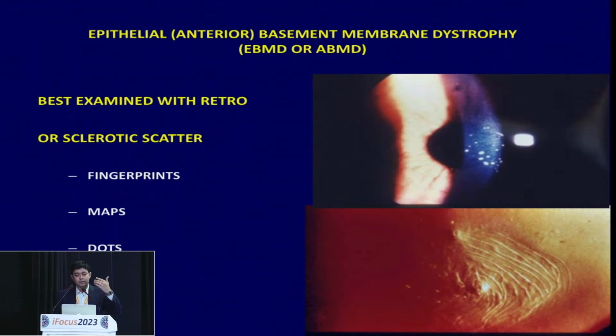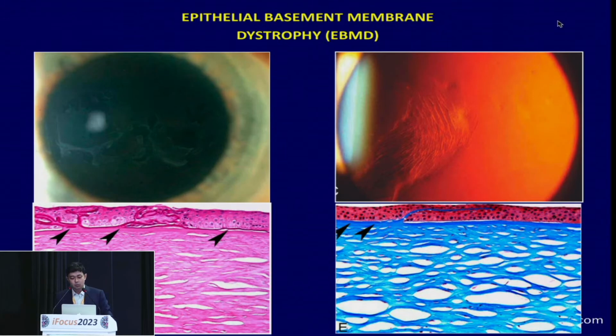So either they have fingerprints or dots or maps, and what you see here is what we would call a more geographic-looking appearance, or a map shape, of the dystrophy. Now the reason recurrent corneal erosions happen in this dystrophy is because there is a reduplication in the basement membrane.